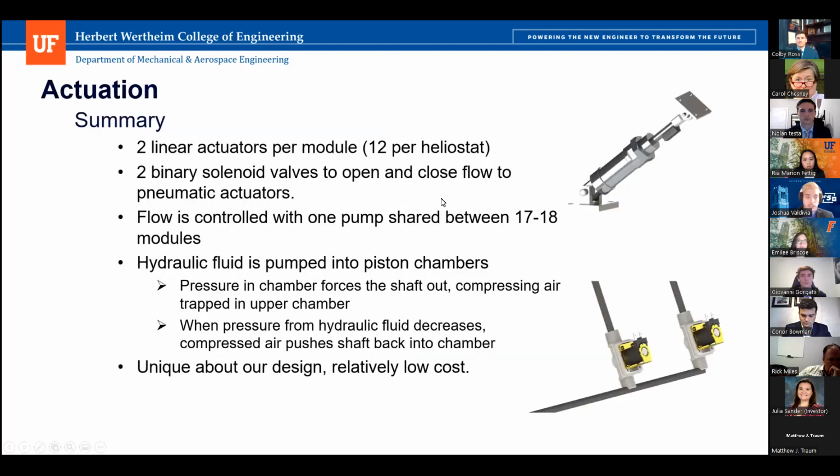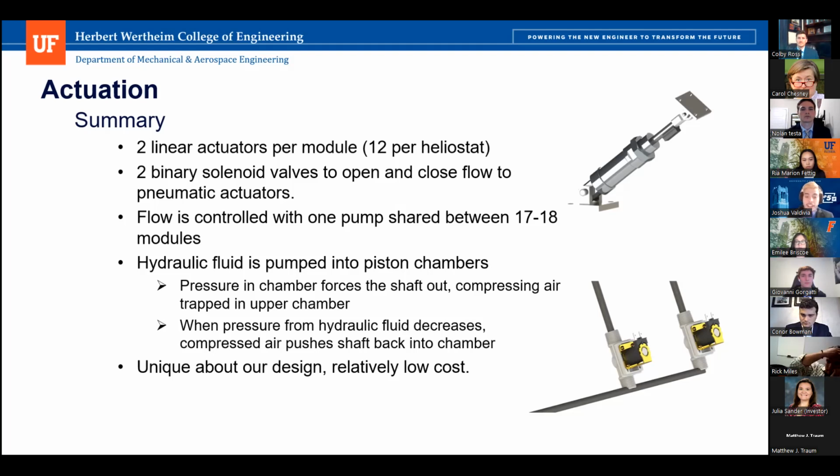So for the actuation, like I said, two pneumatic linear actuators per reflector, 12 per module, because it's 2 for every reflector and then 6 reflectors. And then we have binary solenoids that are turned off and on that we're able to push pressure to these pneumatic actuators, but we can select which one we're moving by opening and closing the solenoid valves. So if we wanted to move 1 out of the 12, we can close 11 of them and just open one of the solenoids. And then the flow is controlled with one central pump for 17 to 18 modules to kind of decrease that cost.